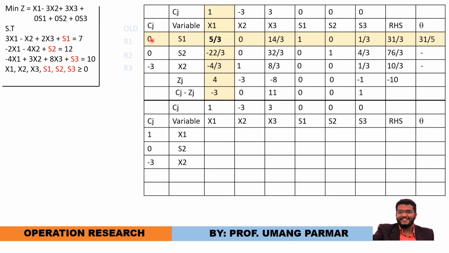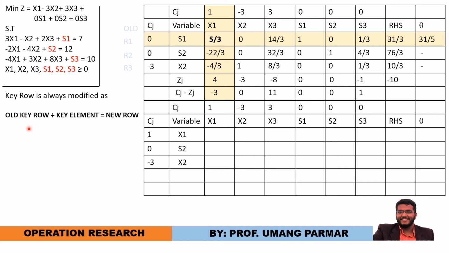Here in the previous table that was 0, now it is 1 because above the X1 there is 1. In the objective function the coefficient of X1 is 1, so here we are mentioning 1. Now again we need to modify these values. So we start with the key row, and our equation is: the old key row divided by the key element. Previously we did the same. In the previous table we had 3 as our key element, so we divided by 3. Right now it is 5 by 3.